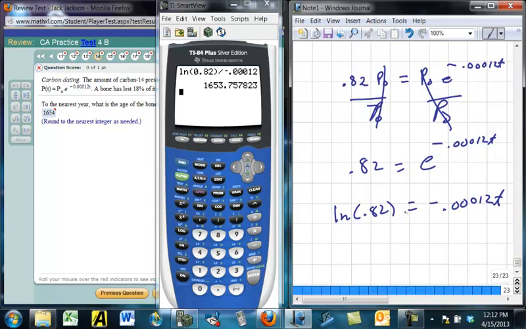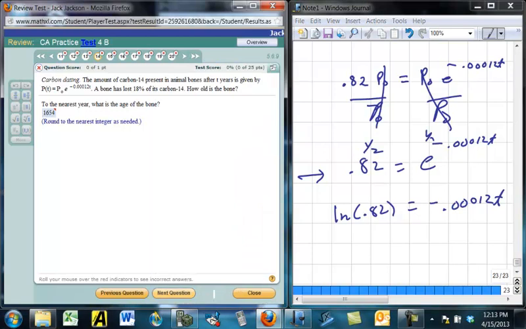Or if you want, once you get to this point right here, let this one be y2 and this one be y1, or vice versa, and do a calc intersect. That'll also get you the same thing. Next question.